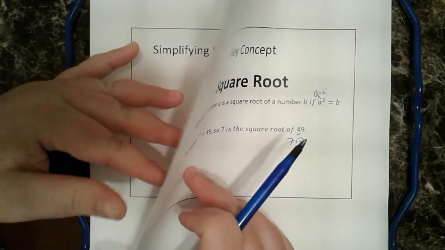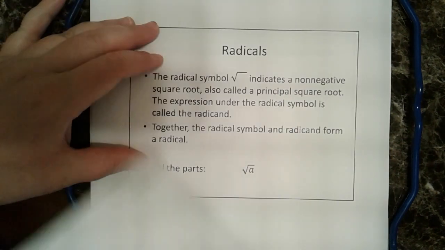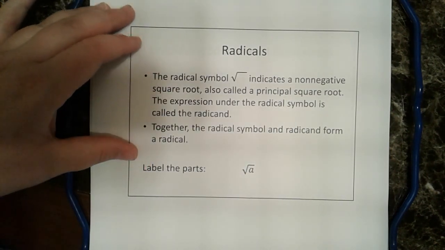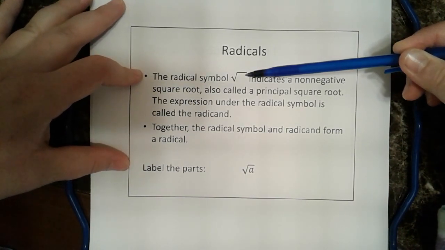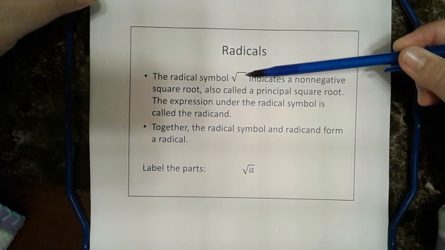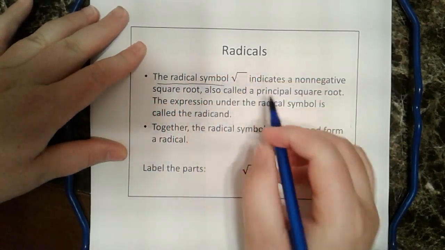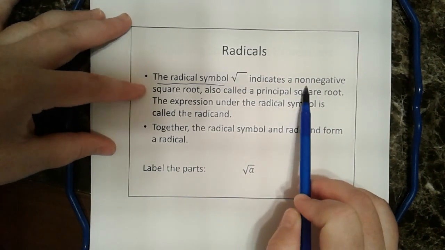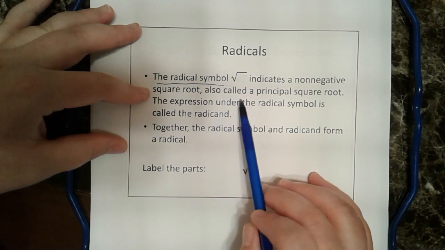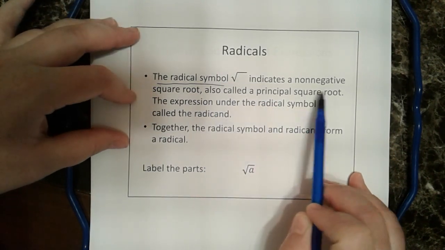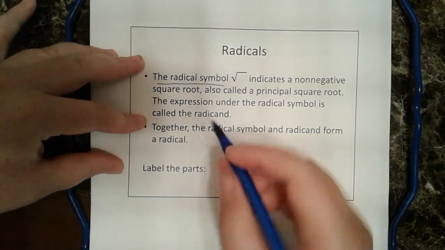So looking at this, we get into some vocabulary here. This is a radical symbol. Do not get this confused with the division symbol. It is a radical symbol. And it indicates the non-negative square root, so called the principal square root. The expression underneath the radical symbol is called the radicand.